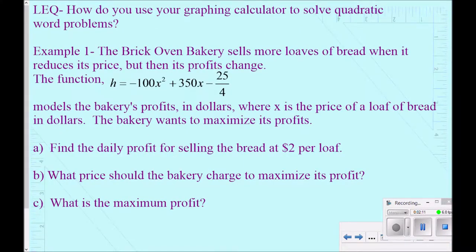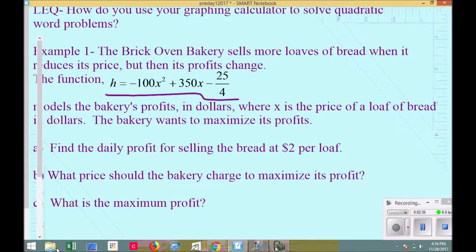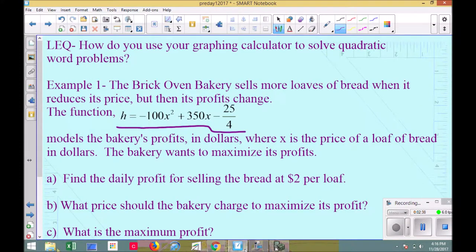We revisited some application problems that we had done before break. This time, though, we used the graphing calculator. So in your notes, go ahead and put this equation. And the very first thing we did was just enter that equation into the graphing calculator. So I'm going to do that while you follow along with me here.